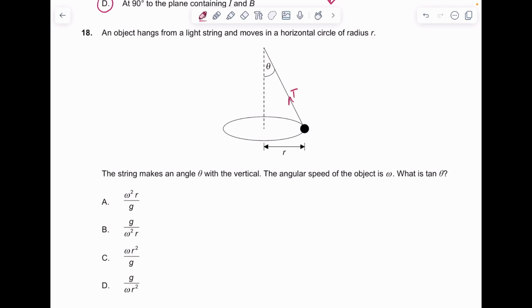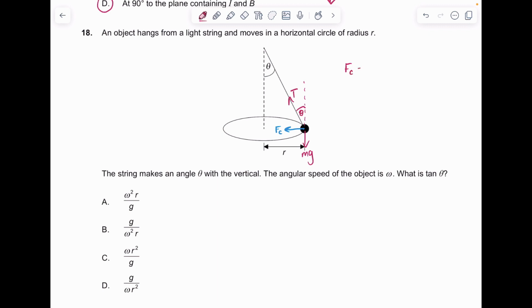So we've got the tension in the string. We've got the weight of the object. If I stick the vertical in there, this is also theta, and my centripetal force is acting in towards the centre of the circle. So if I look at my answers, everything's got an omega in it, and the mass has disappeared. So think about some of the expressions I've got going on here.